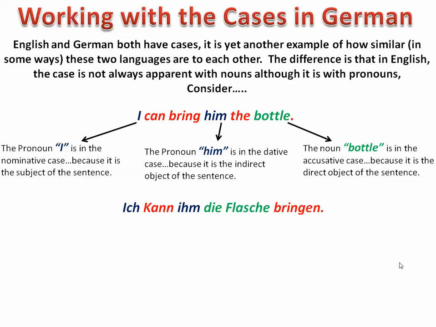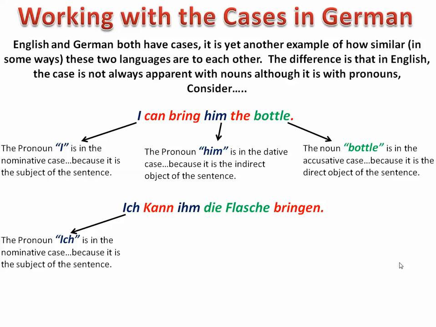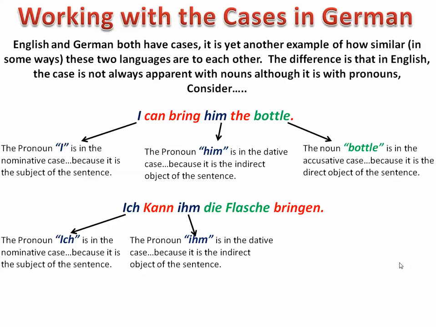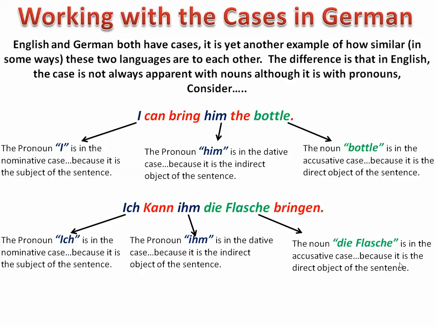Now, in a German sentence, the same sentence in German, ich kann ihm die Flasche bringen. So here I have a subject, again, nominative case. Ihm, again, indirect object, dative case. And the bottle is the direct object.